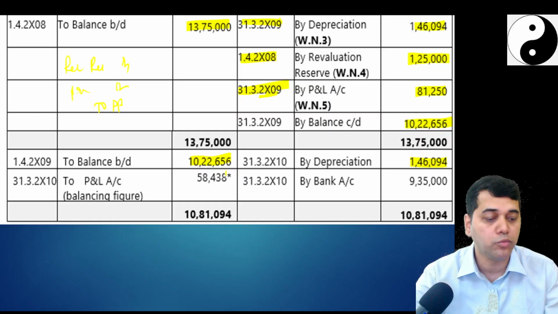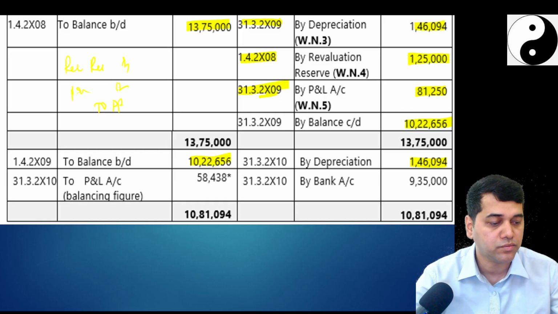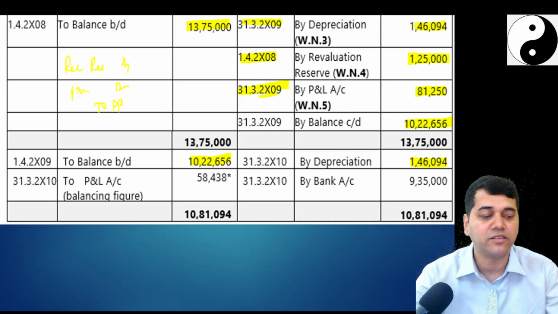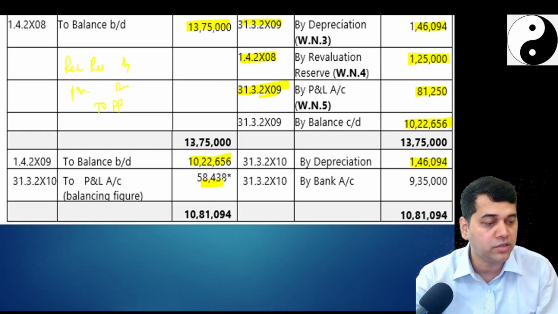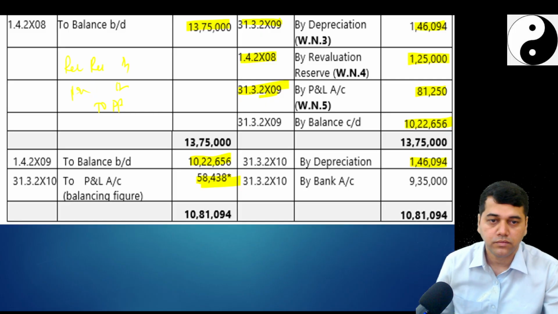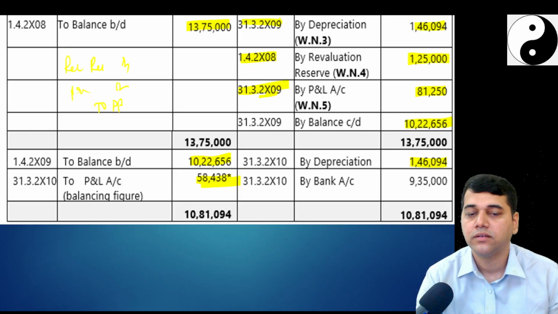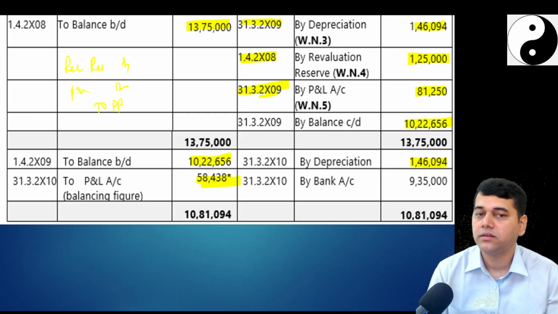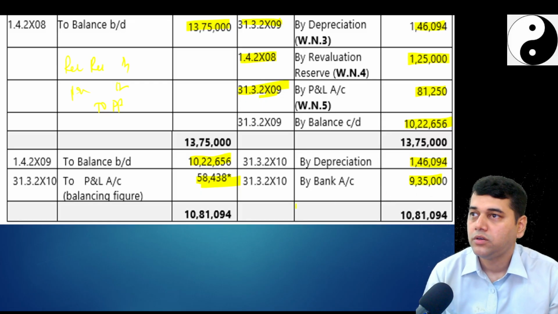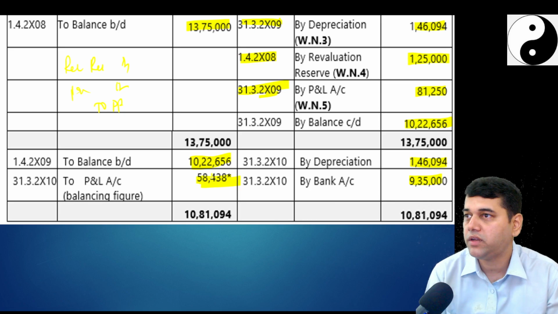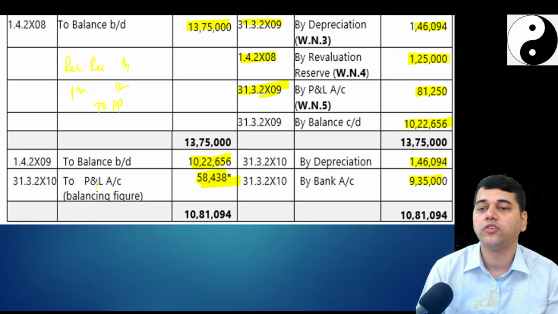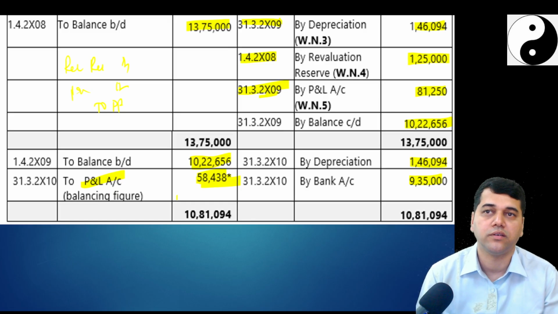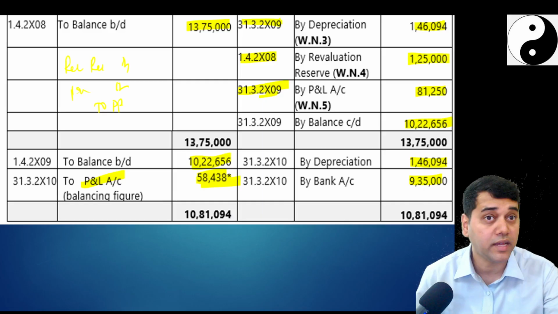So by that, what is the total book value? 10,22,656 minus 1,46,094. So 8,76,562 is your book value. You sold it for 9,35,000. You made a gain of 58,438. So what is the accounting entry for the gain? Bank account debit 9,35,000 to PPE book value whatever, to gain. So 58,438. And gain you will transfer to the P&L account on the sale of the asset, the balancing figure. Yes, everyone got this? Yes, very nice question.